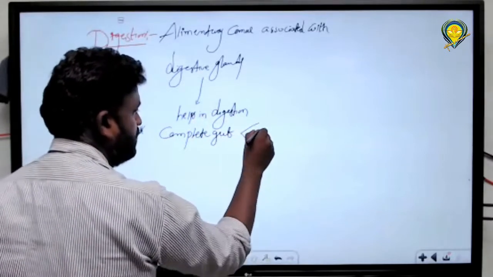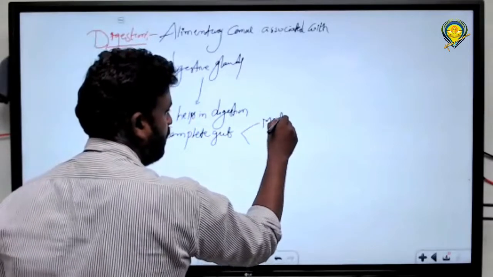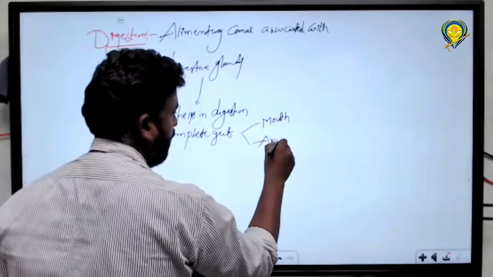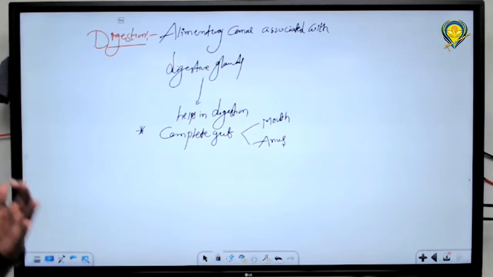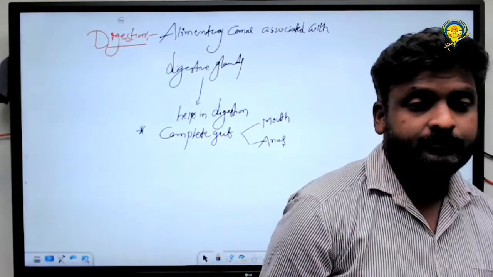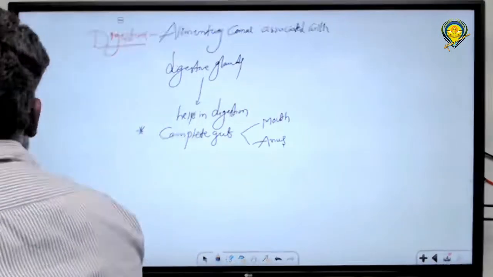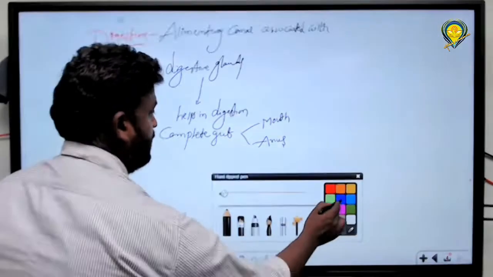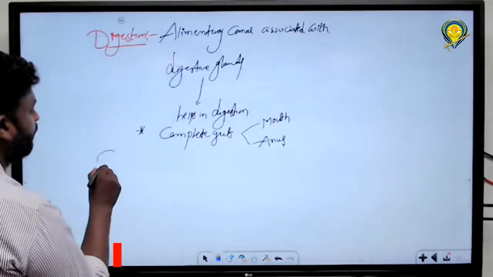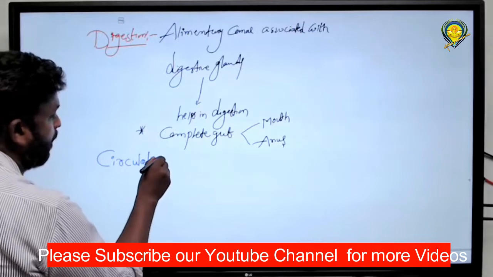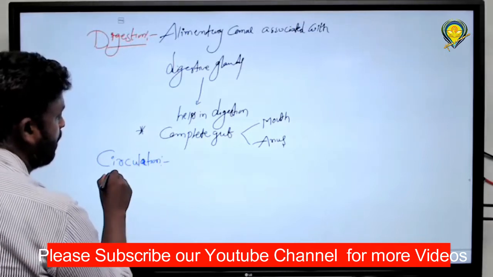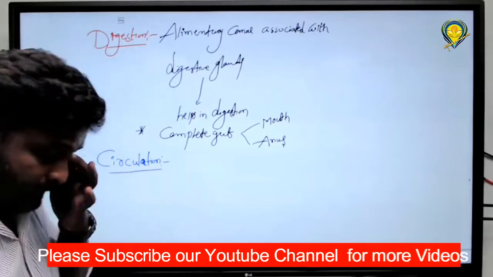Next one, complete gut or incomplete gut? Complete gut, with both mouth and anus. Okay. After digestion, what have we discussed about? Circulation, right?